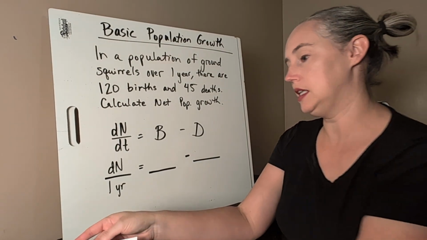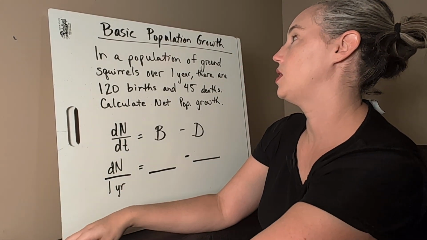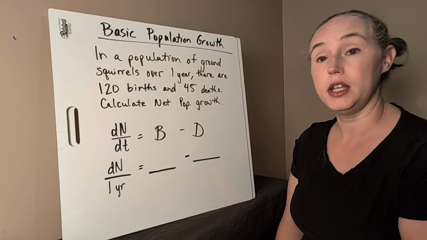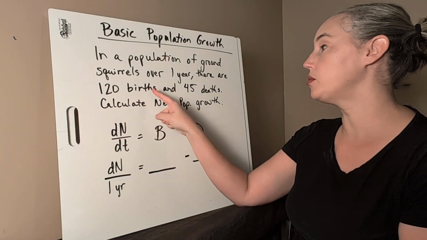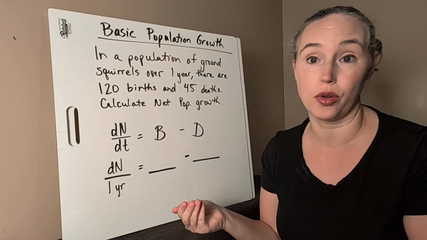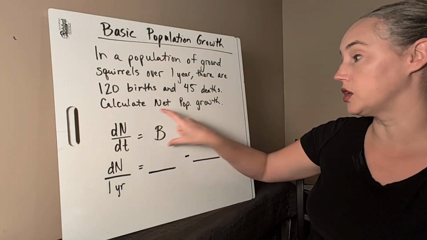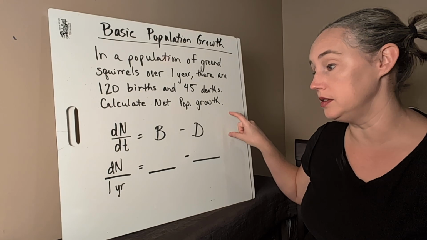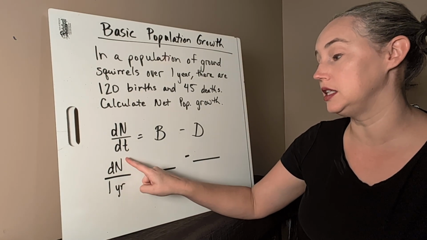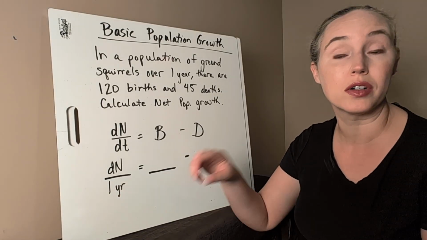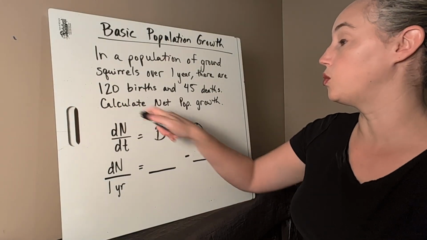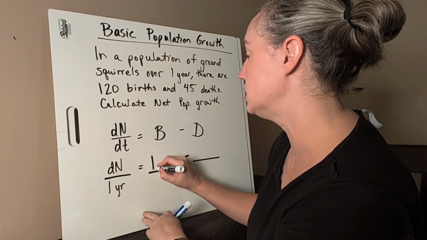So this first one is pretty straightforward. In a population of ground squirrels over 1 year, there are 120 births and 45 deaths. Calculate the net population growth. So this is our basic population growth formula, and we're trying to figure out our dN for the year. Our time period there is 1 year, so we're going to put that there. So births is 120 minus 45.